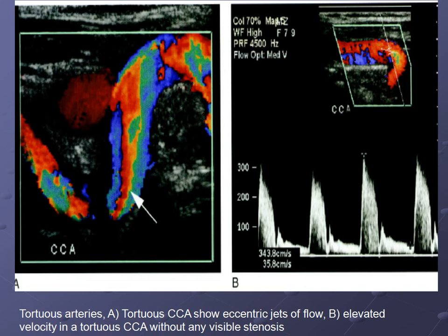Okay? Example. Here, ماخذين الانجل parallel to the direction of the artery, not to the direction of the blood flow, resulting in markedly increased velocity. يعني تلاقي velocity 300, more than 300 centimeters per second, but the arterial lumen is patent. So this doesn't make sense. You should adjust the angle to make it correct.